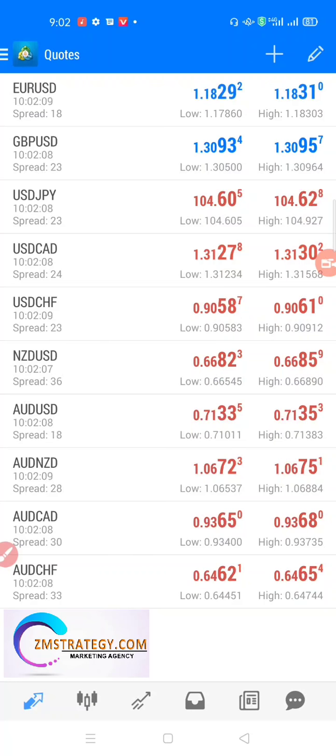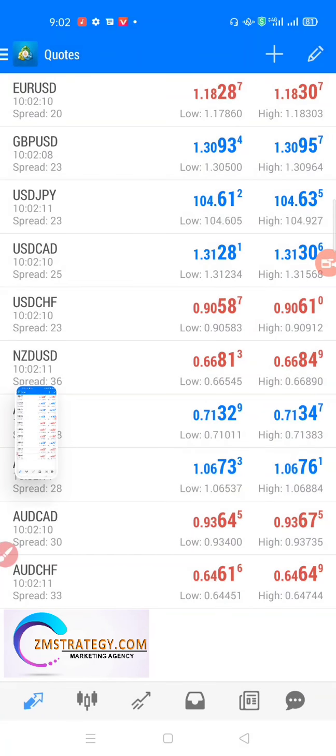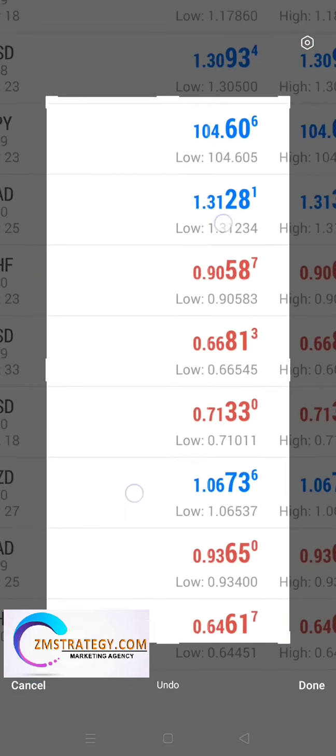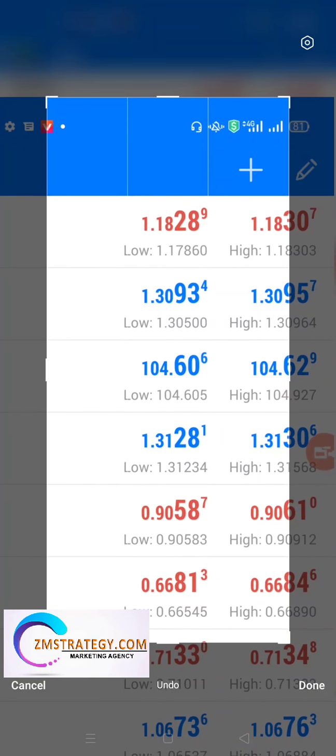Let me take a screenshot to explain to you guys very well, because the market is still moving. Okay, here it is. You can see here we are having 1.1828. Now, if the 28 moves to 30, which is now 1.1830, it means that we have gotten 2 pips. Understand it?